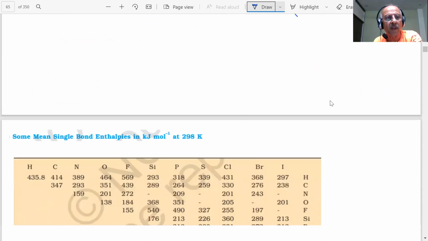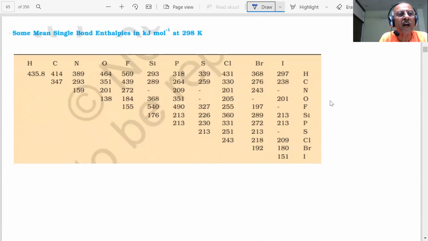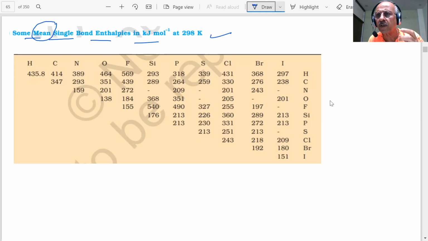Okay, thank you, students. Here we are giving you some values of the mean single bond enthalpies in kilojoules per mole. Why do I say mean, student? Because for polyatomic molecules, when I break the bond, it will be breaking in many steps, and therefore each bond dissociation enthalpy will be different. So we have to take the mean of them. If there are 4 bonds, add and divide by 4. So here are the mean bond enthalpies in kilojoule per mole.